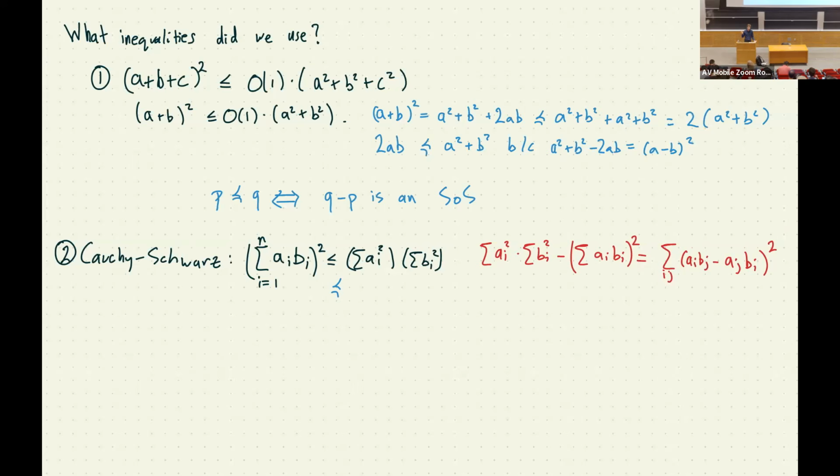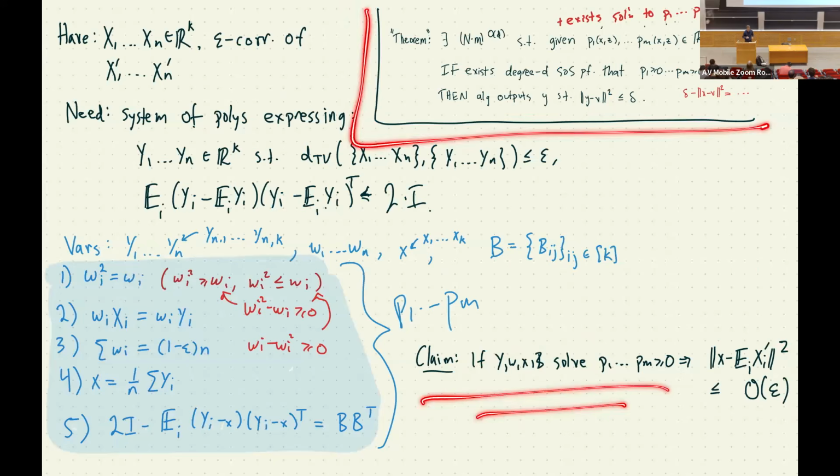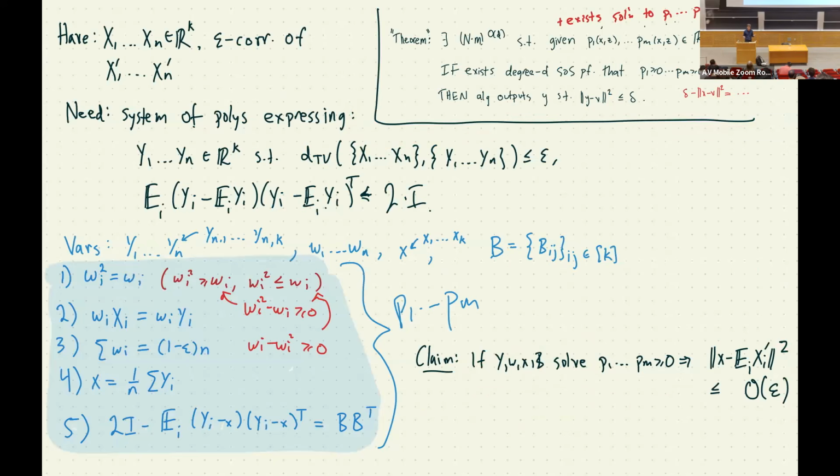But the high level picture is that because all the non-trivial inequalities we used have low degree sum of squares proofs, you can put those inequalities together to make a big but still low degree sum of squares proof of this claim. And you can plug this claim into the big SOS theorem to obtain a polynomial time algorithm for robust mean estimation. With that, I'm out of time, and I'm happy to take any more questions.